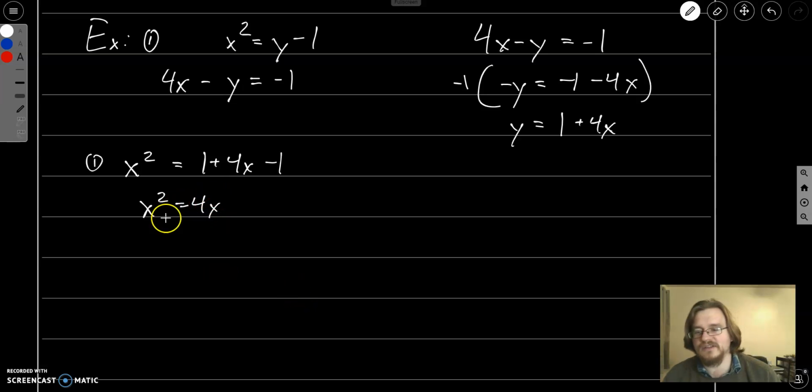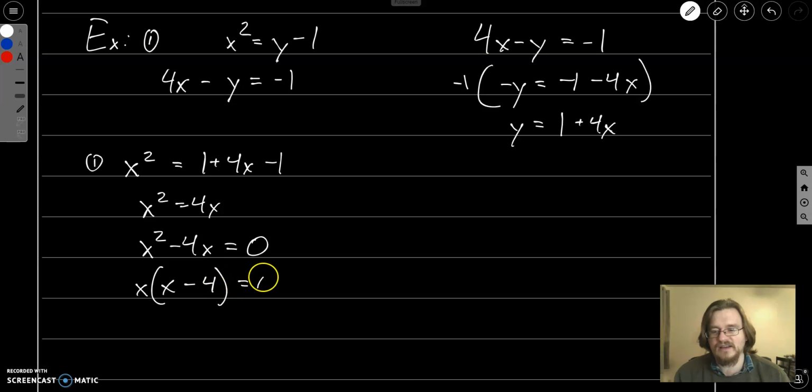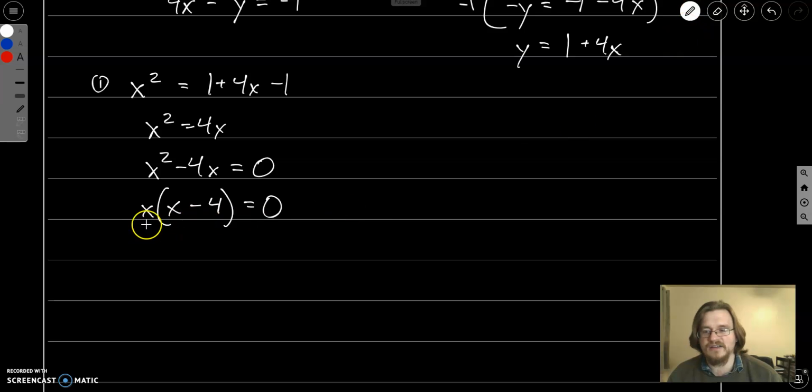We are nearly there, so let's move the 4x to the other side. I'm going to subtract 4x from both sides. So we'll get x squared minus 4x is equal to 0. And this I can factor. I can pull an x out of both of these. If I pull an x out of this first one, x times x is x squared. Pull an x out of the second one, we get minus 4, everything's equal to 0. And if I have two numbers that multiply together to get 0, one of them has to be 0. So one of my solutions is going to be x equals 0, or x is equal to positive 4.